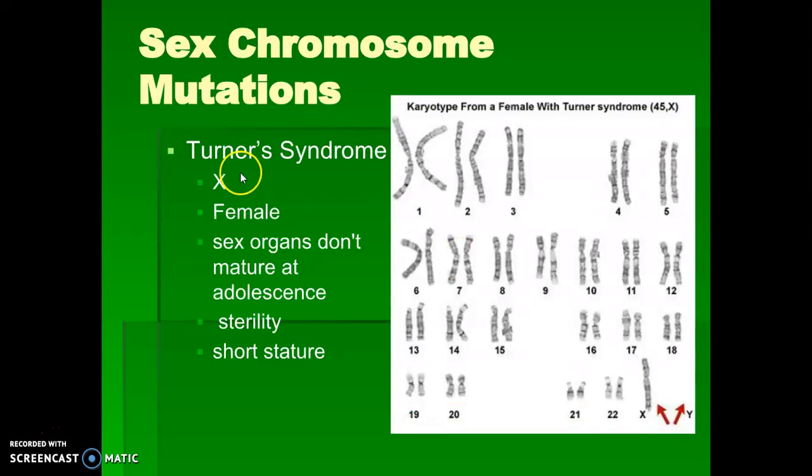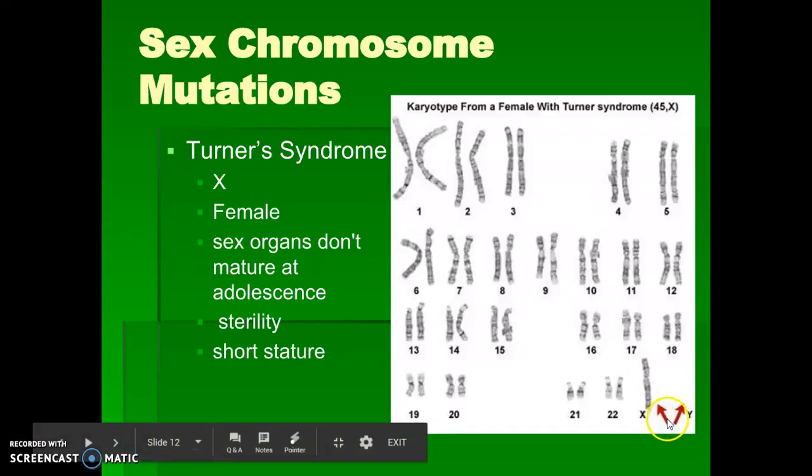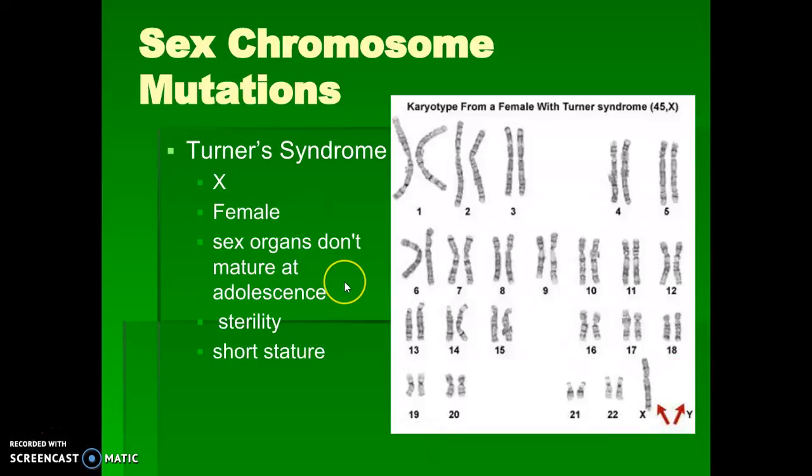Turner syndrome means there's only one X. So if you look down here, there's not an additional X. There's also not a Y. They are classified as female. Sex organs do not mature. They are sterile and they are generally short in stature.